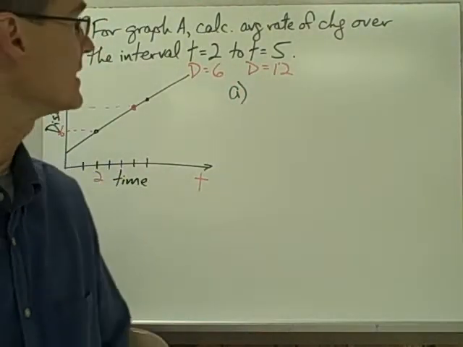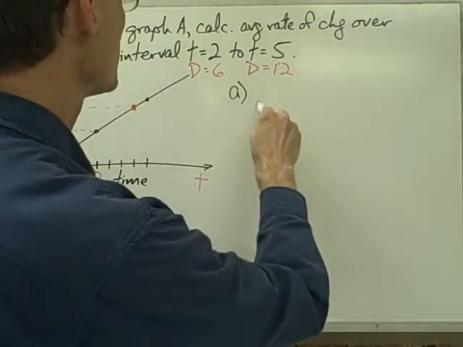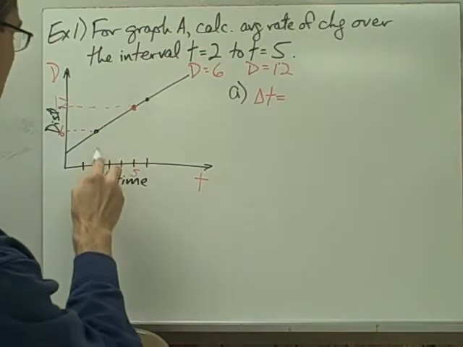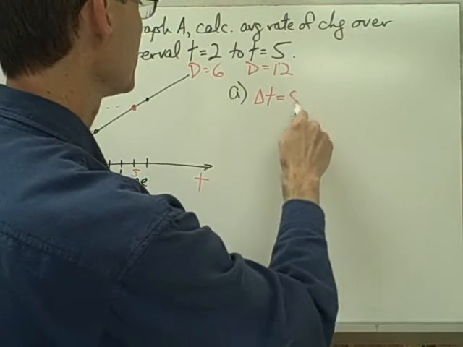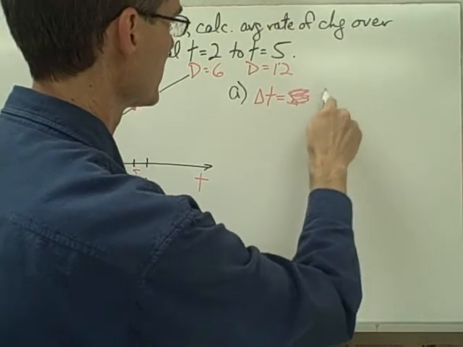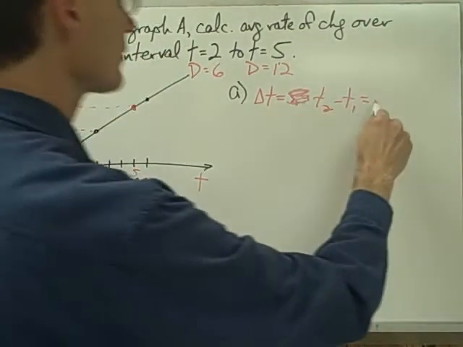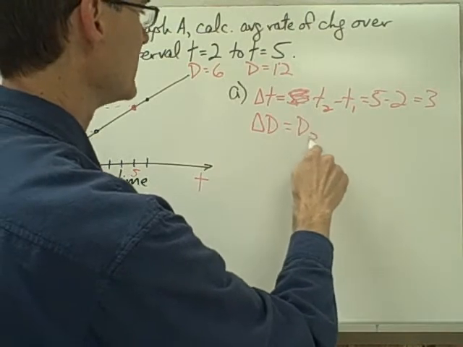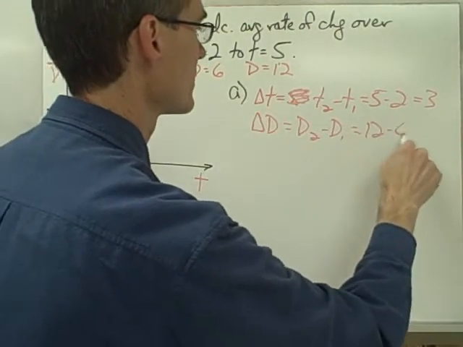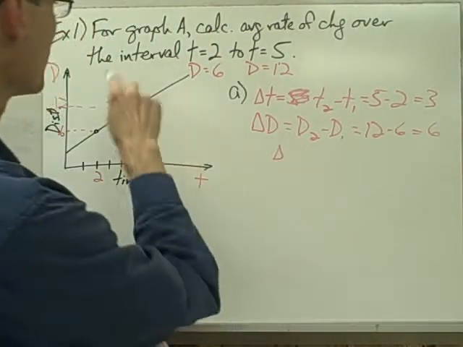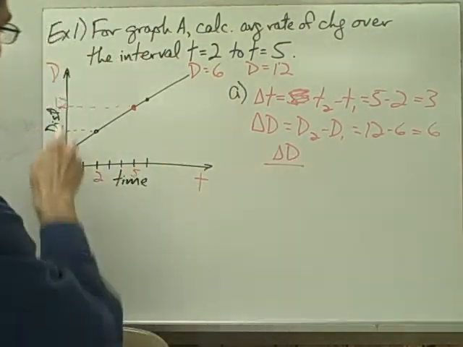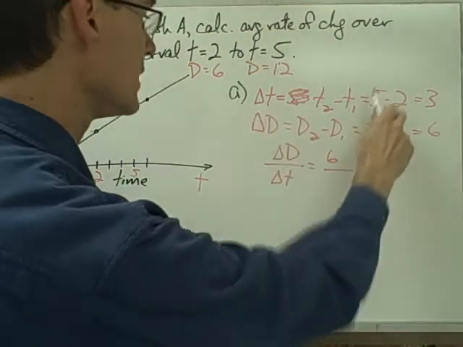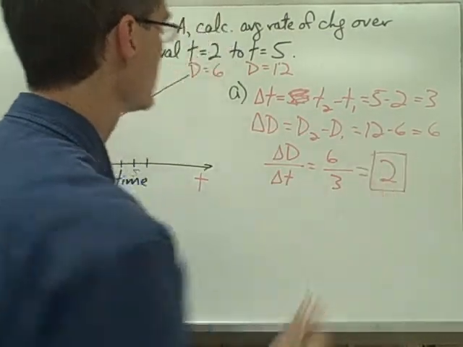Now I can calculate my delta t and delta d values, and I can calculate my rate of change. So delta t is just the change from the first t value to the second t value. Let's say t2 minus t1. And that's going to be 5 minus 2, which is 3. Delta d is going to be my second d value minus my first d value, which is 12 minus 6, which is 6. Now I can calculate my rate of change, which is going to be the change in my dependent variable over the change in my independent variable. So delta d over delta t. Well, delta d is 6. Delta t is 3. So my rate of change is 2.